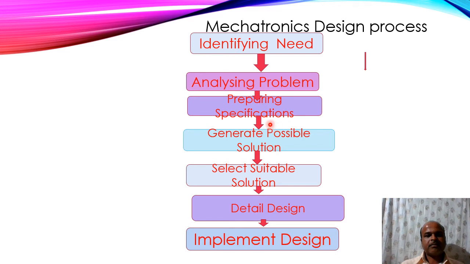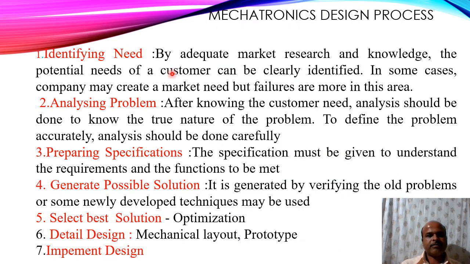Then after preparing specification, the next step is to generate possible solutions for that. Generate possible solutions, n number of solutions, you can brainstorm for the solution, and select a suitable solution for that. Then detailed design, and last is to implement that design. So these are the mechatronic design process. Keep in mind this block diagram. One by one we will explain some points.